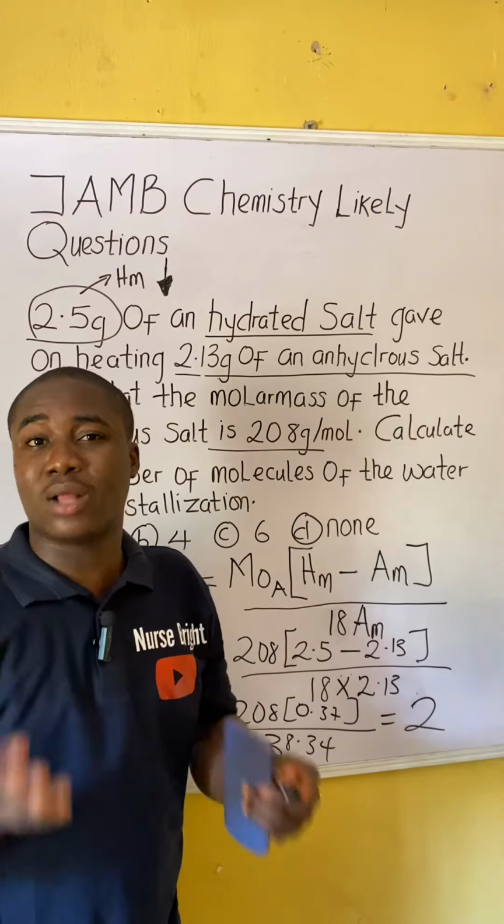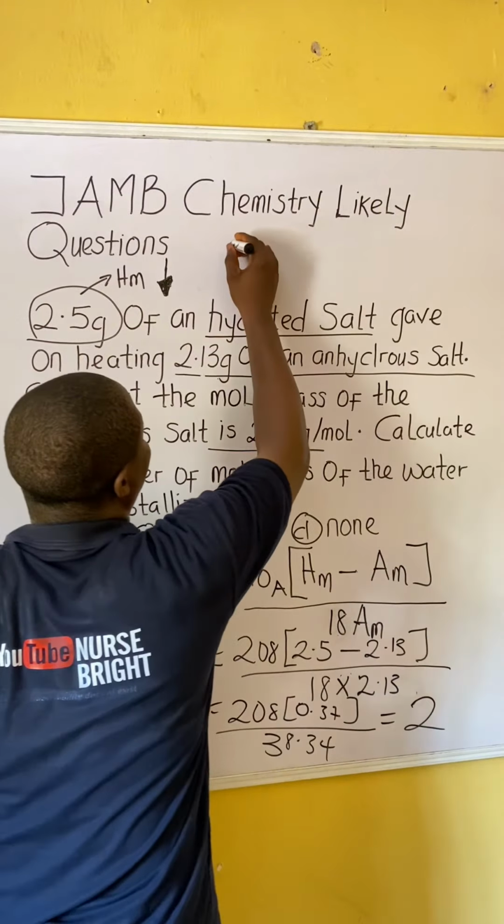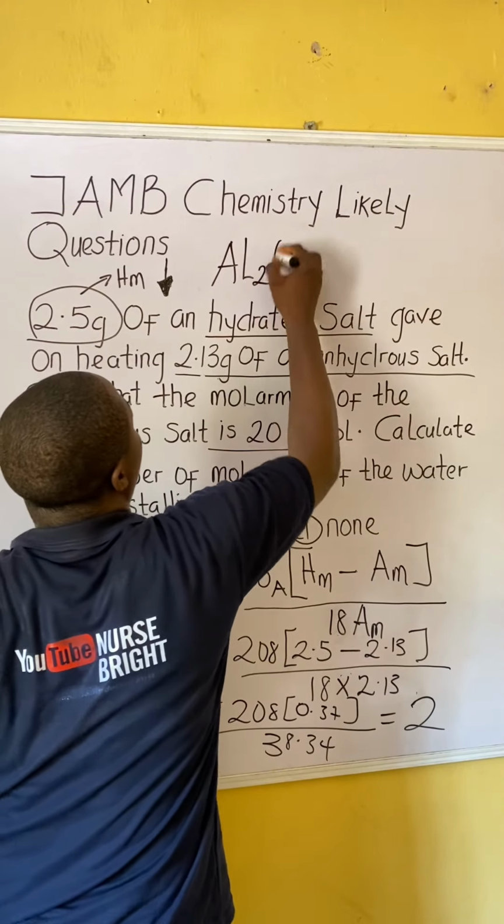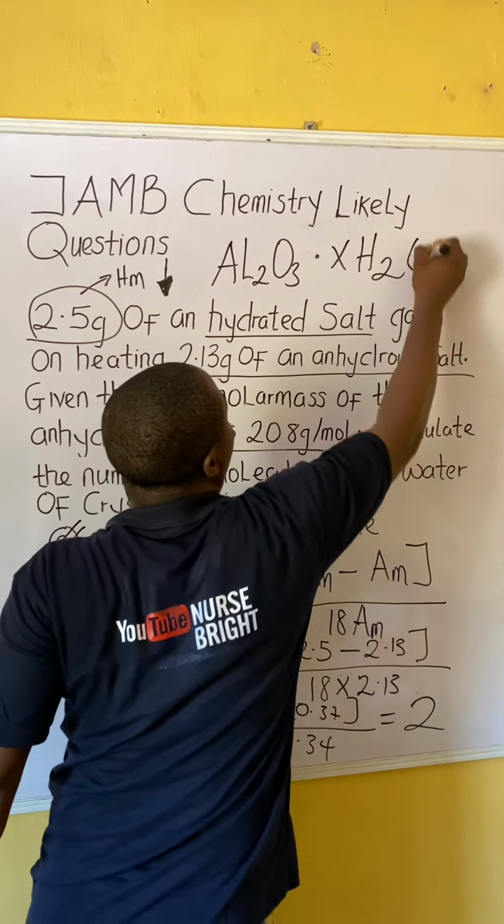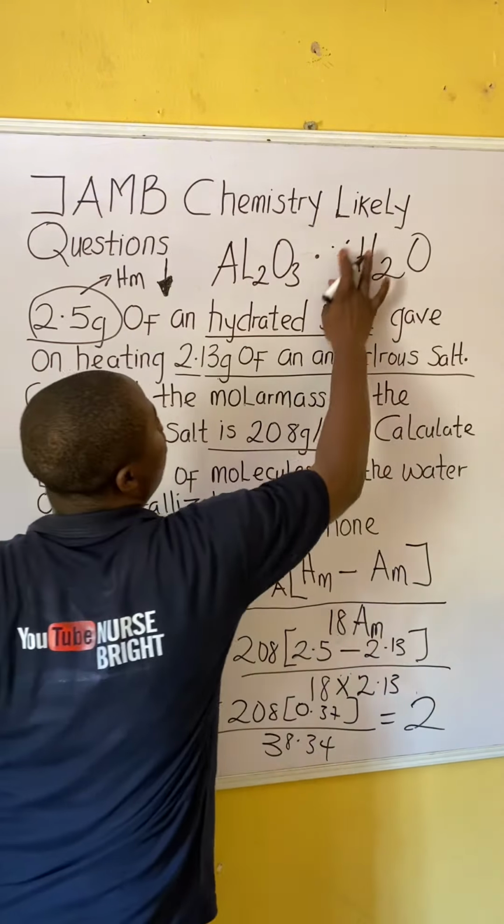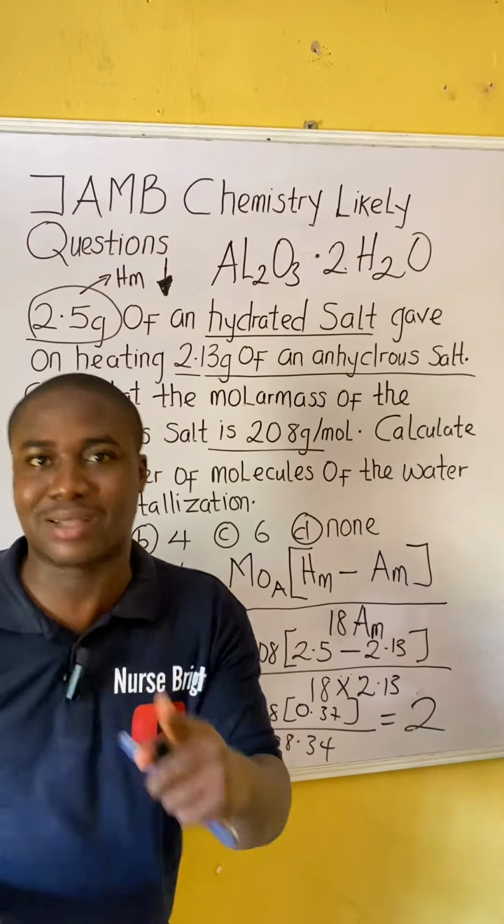So for instance, if we have to input this into a compound, it will be like this. Let me just use an example like Al2O3.XH2O. So the value of X as gotten here will now be 2. I believe you understand what is happening. So get ready for your own practice question.